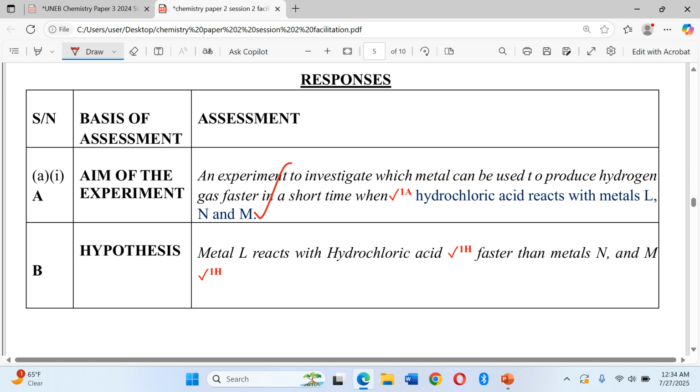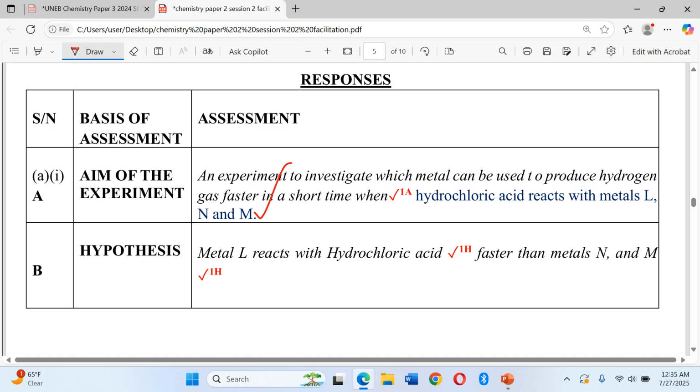Now the question is, why have you considered L? You call it a hypothesis; we said it is a testable statement. Now, it is based on knowledge. Which means a learner is given these metals L, M, and N, because this is a question many people are asking: how do you know that this one is the best? You can know by looking at them.